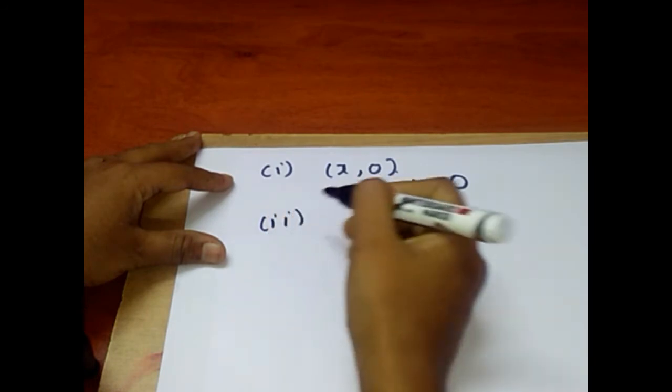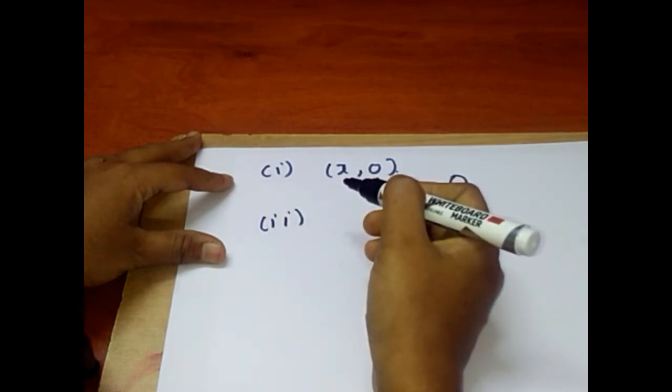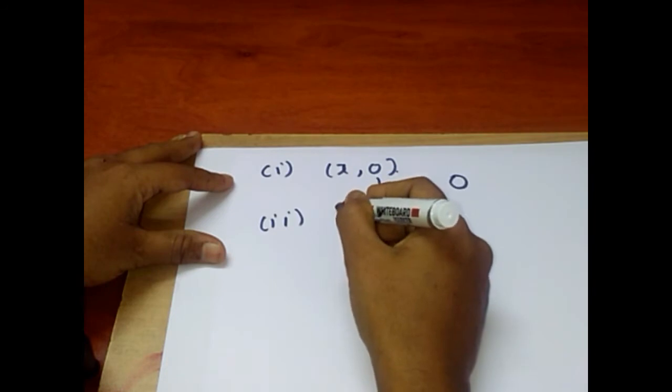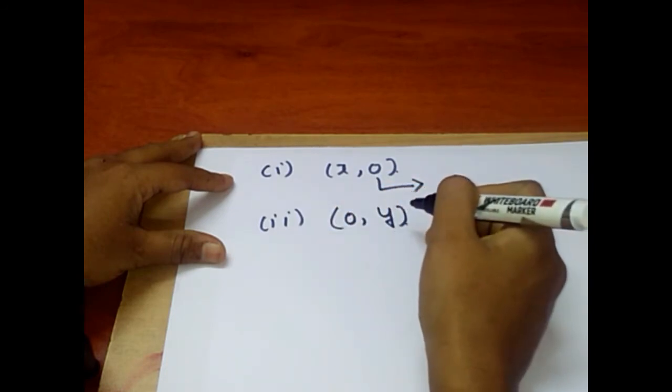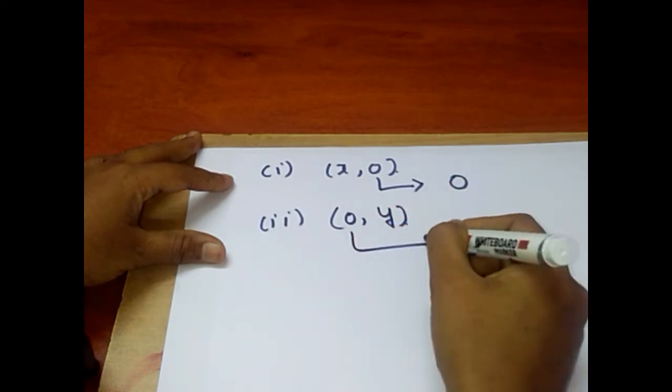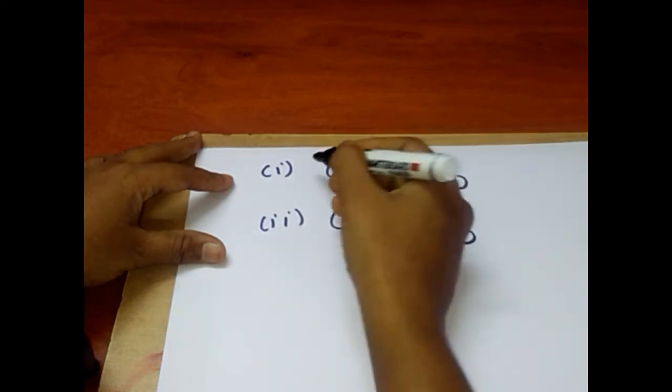Sub question 2. Point Q lies on the y-axis, that is 0 comma y. What is the abscissa of point Q? The abscissa of point Q is also 0.